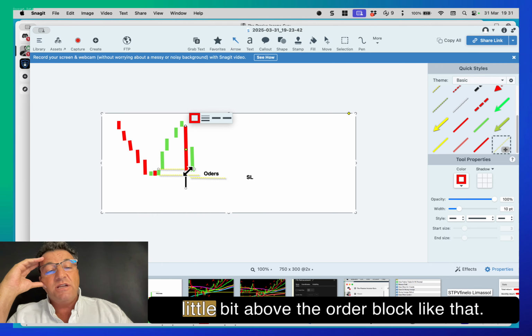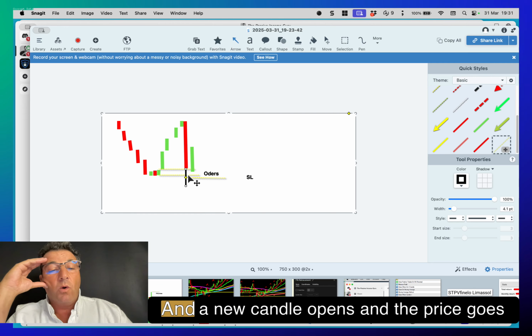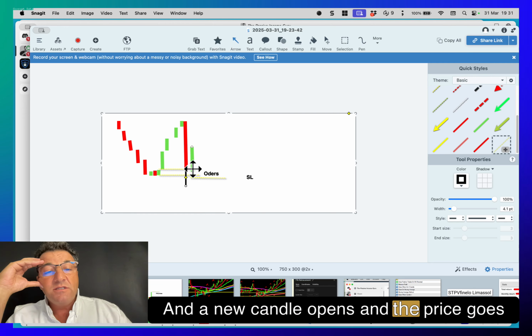Maybe it actually retraced a little bit above the order block, like that. It didn't close below or in the order block. And a new candle opens and the price goes north.